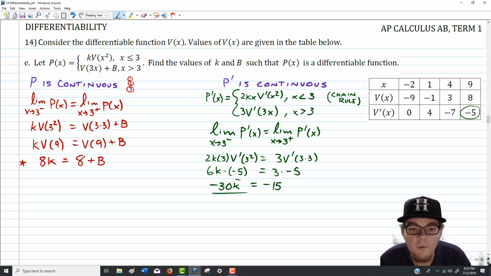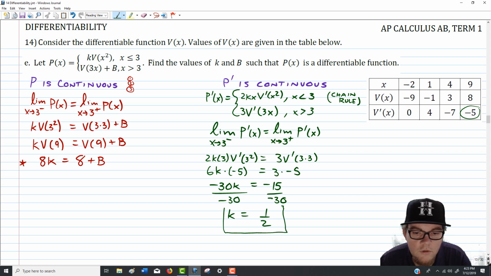And in this case, we only have one variable. We just have k. So we can divide both sides by negative 30. We're going to get that k is equal to 1/2, which is huge. That's half our problem, speaking of half.